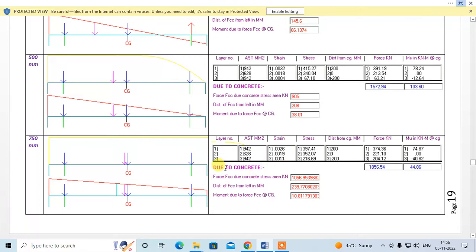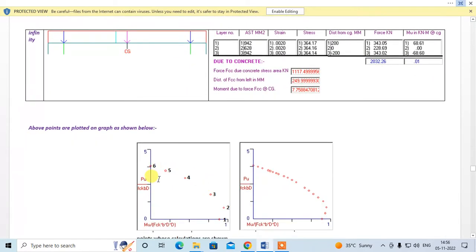For this strain, find the stress Fs from Table A and deduct 0.447 FCK, and you will get the final stresses. Once you get the final stress, multiply with area, you get the force. This is the force acting over here, this is the force acting over here, and this is the force acting over here. This is FCC. Add up all the forces, you get PU; add up all the moments, you get MU. This can be plotted over here. This is point number 5.